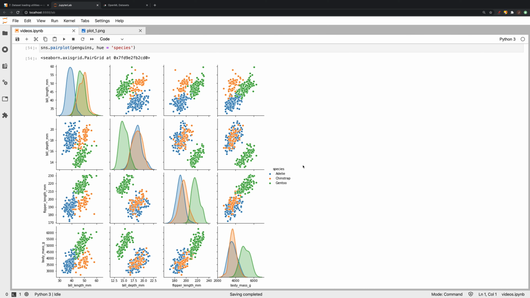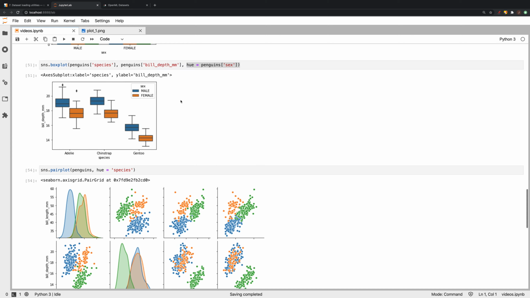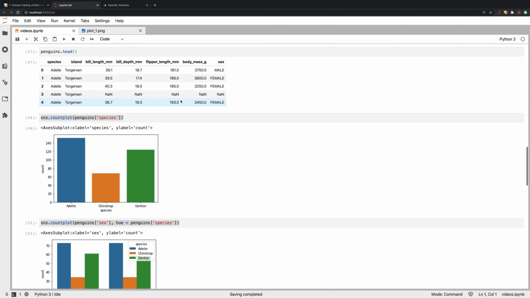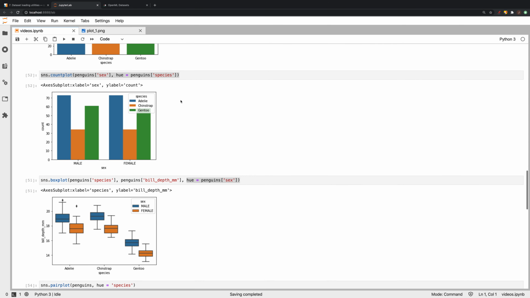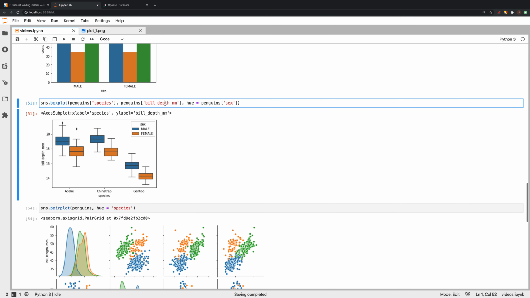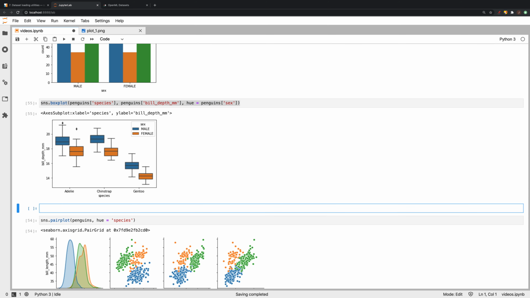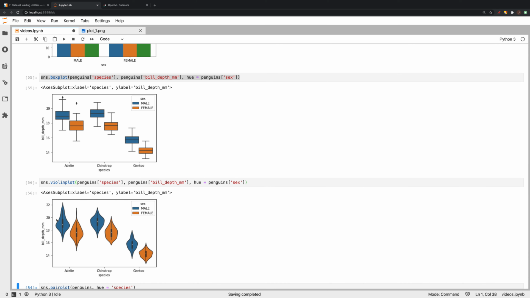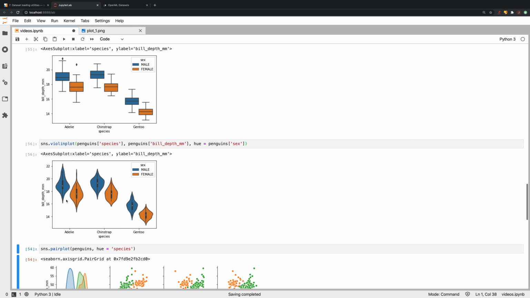All right, so a couple nice handy plots that Seaborn has. And they also have some variations on this theme. So instead of a box plot, a very similar plot is a violin plot. It just shows also the distribution of those values here.